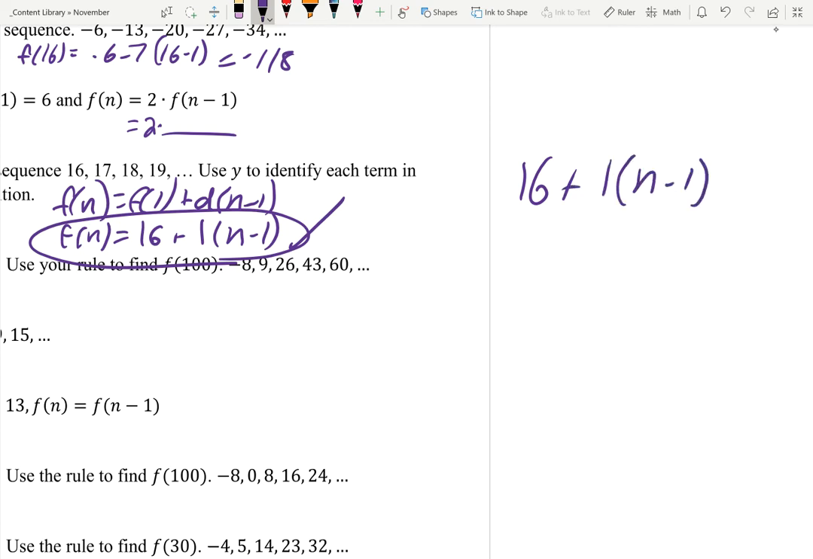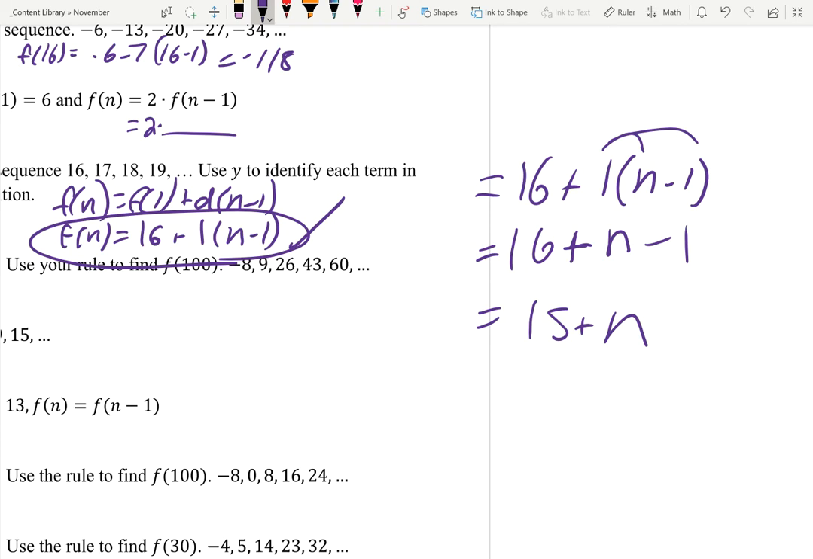Well, if we distribute this 1, again, we don't normally do this, but we're doing this because it's not written in this format on the test, just a heads up. But if you want to just rearrange it, kind of simplify this, you can distribute R1, which should be 16 plus 1n minus 1, which is essentially just 15 plus n. So that's a perfect rule for our function, 15 plus n or n plus 15.